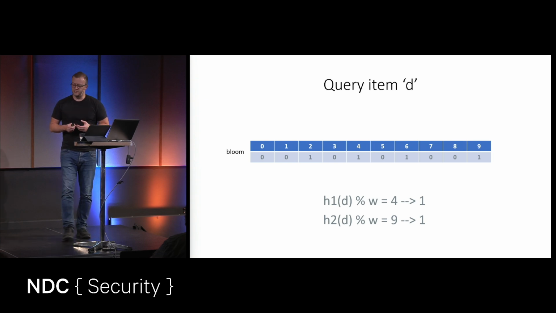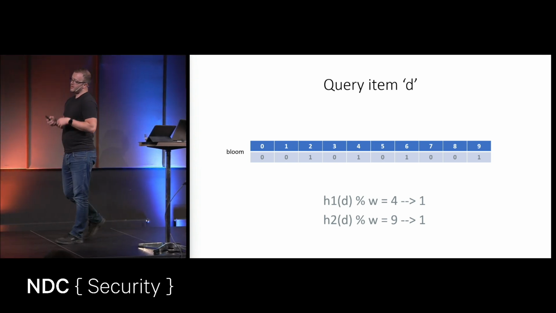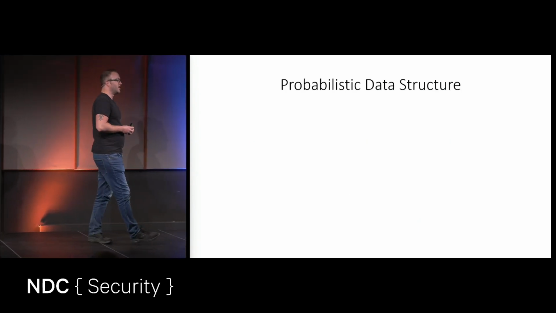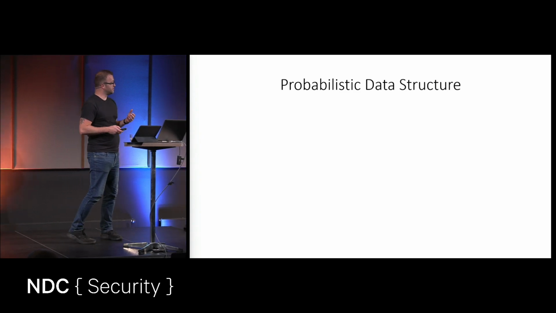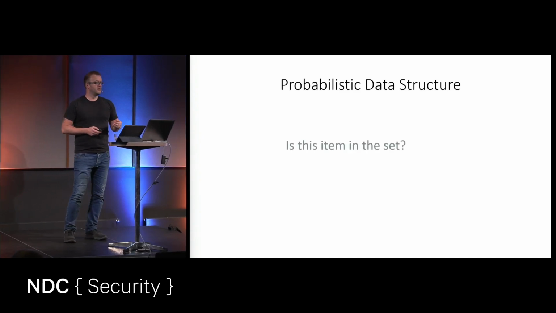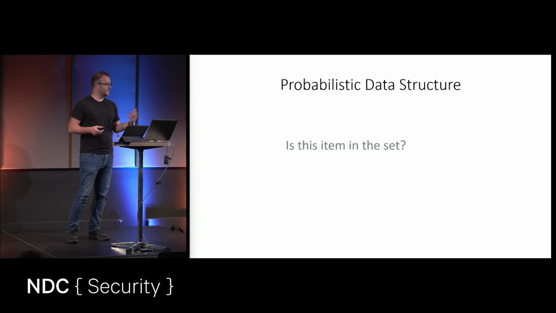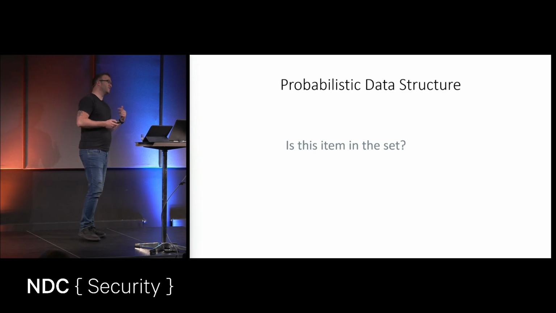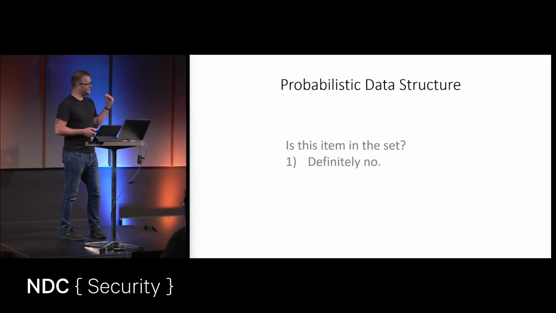Now, Bloom filters, to use their proper name, are what we call a probabilistic data structure. And what that means is, with a Bloom filter, you can ask it a question. Is this item in the original data set? Have we seen this thing before? And the Bloom filter can only give you two answers. Now, the answer that we want and get a lot of the time is definitely no.